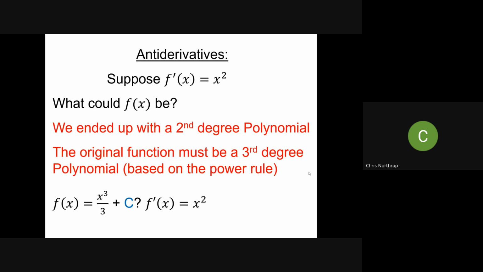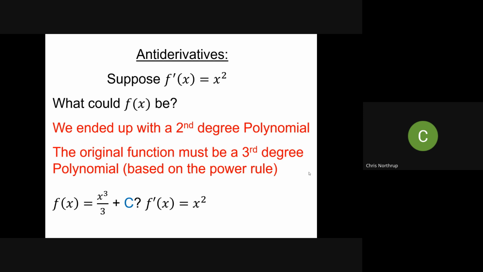or for that matter, plus any constant. So when we're finding our antiderivatives, we're always going to have to write a plus c, unless we have a certain set of scenarios that we'll talk about a little bit later. But for now, we're always going to have a plus c, and the reason for that is because the derivative of any constant is 0.